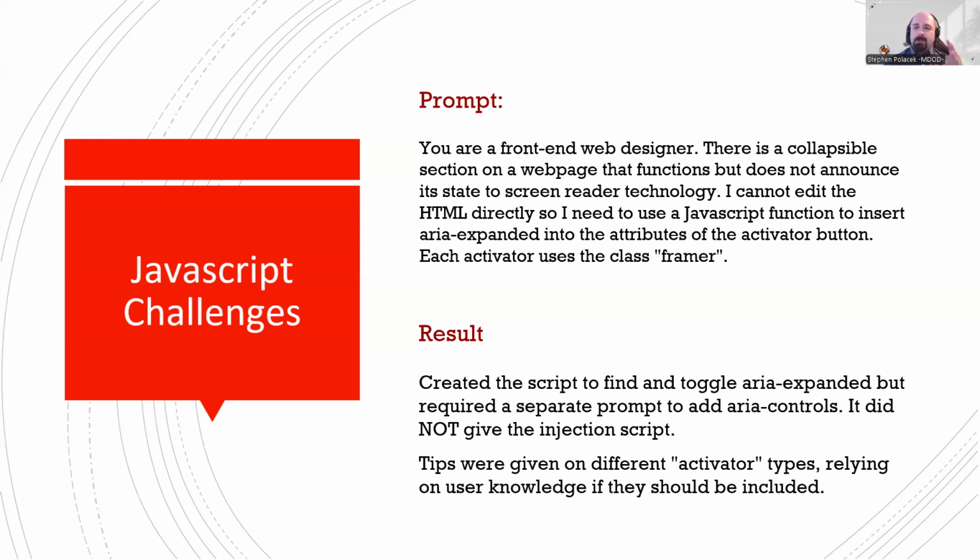But we had to do another prompt to add ARIA controls, which you saw in that example earlier. It also didn't give us the injection script. It just said, find this thing, if it has ARIA expanded, toggle it when it's pressed. But we needed to also actually add that attribute so it does it in the first place. So there was a series of prompts we had to do to fully flesh out this JavaScript. And we had to take all those parts and put them into a single file that would actually work.